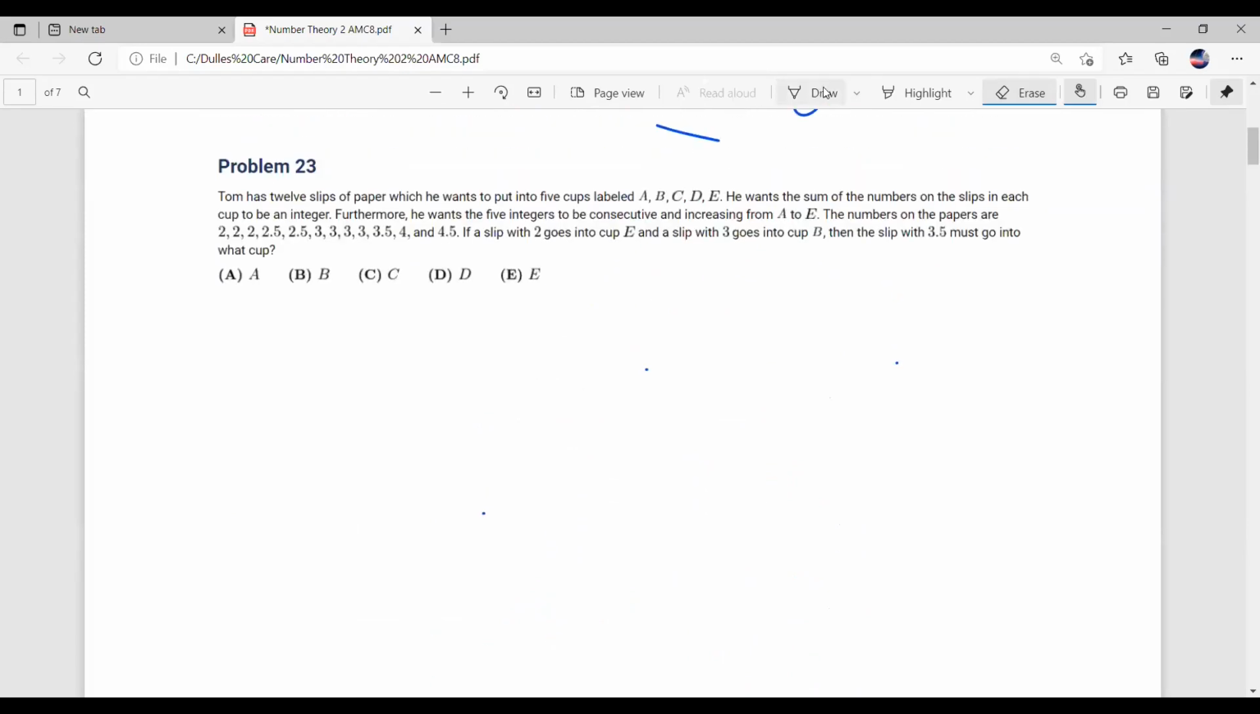So Tom has 12 slips of paper, which he wants to put into 5 cups labeled A, B, C, D, and E. He wants the sum of the numbers on each slip to be an integer. Furthermore, he wants 5 integers to be consecutive and increasing from A to E. The numbers on the papers are 2, 2, 2, 2.5, 2.5, 3, 3, 3, 3, 3.5, 4, and 4.5. If a slip with 2 goes into cup E and a slip with 3 goes into cup B, then the slip of 3.5 must go into what cup?